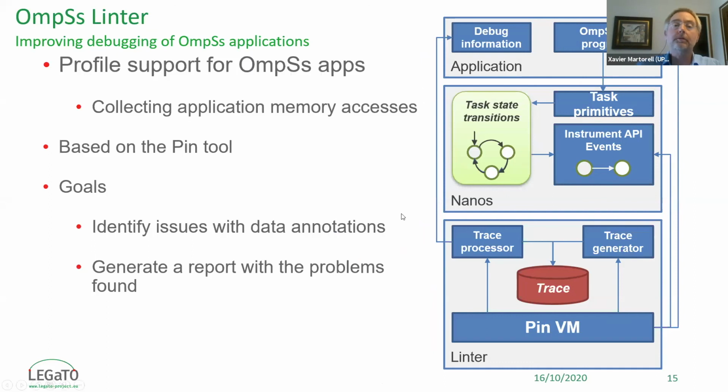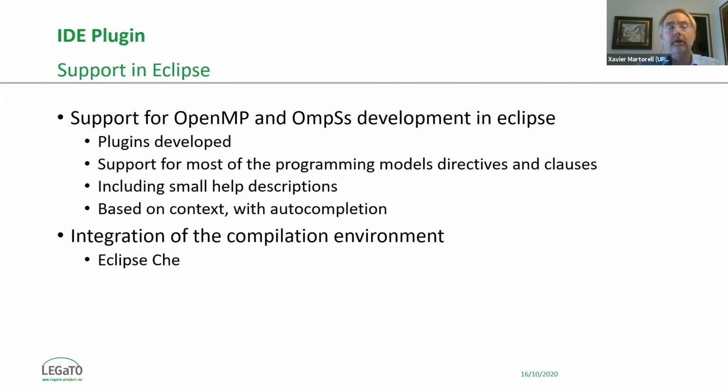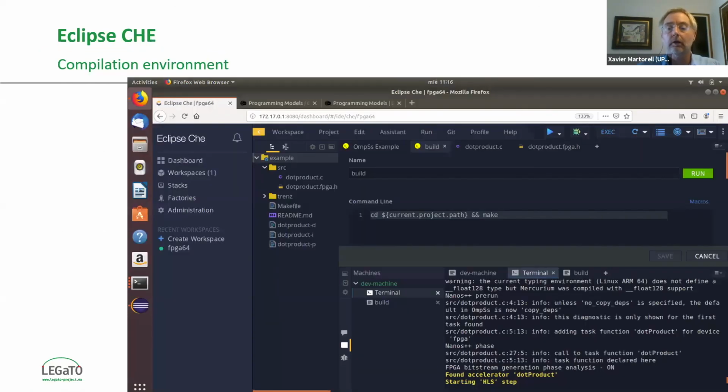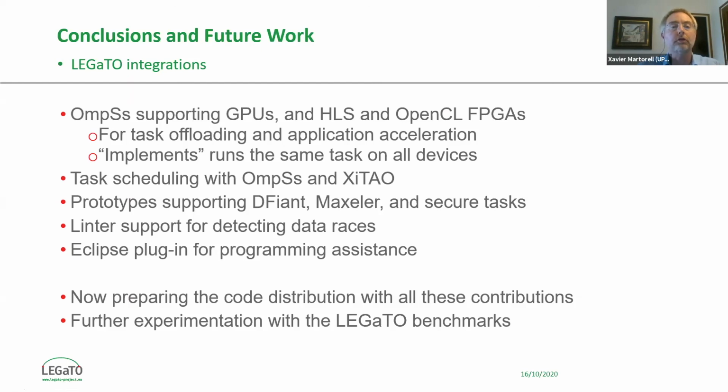Additionally, OmpSs has been extended with a linter tool, which uses debugging information and tracks all the inputs and outputs from the tasks and determines if we have any data races or any missing clauses in the directives. So at the end, you get a report saying what are the missing things or what the tool thinks is a mistake in the annotations. Okay. And then we have the IDE plugin, which allows you to write the applications with Eclipse. And Eclipse suggests which are the directives and clauses that you can use at any point. And then we have an integrated environment where you can tell the environment to compile the application and generate the bitstream. Okay.